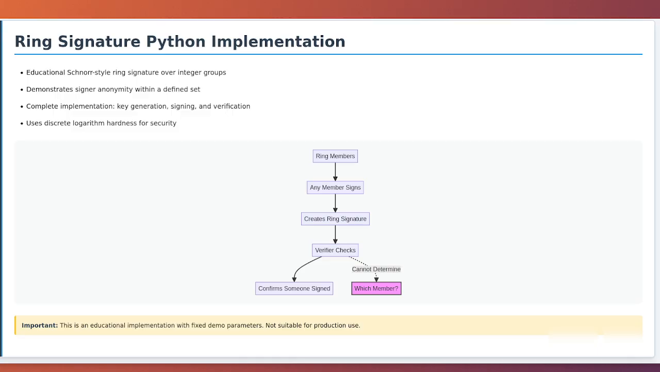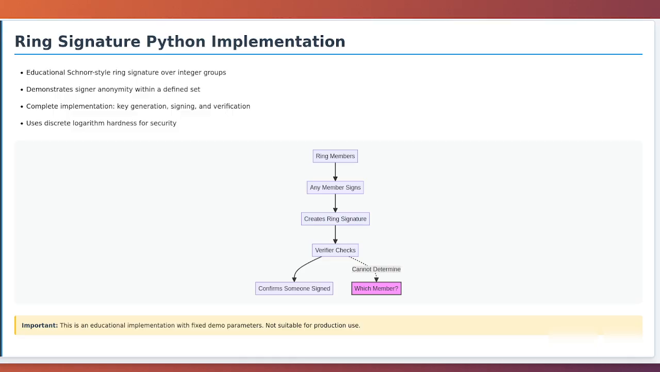Ring signatures are particularly important in privacy-focused applications like cryptocurrency transactions, anonymous voting systems, and whistleblowing platforms. The name ring signature comes from the circular structure of the verification process, where the signature verification forms a closed loop through all possible signers. This educational implementation uses a Schnorr-style approach over an integer group modulo a large prime, which makes the mathematical concepts easier to understand compared to elliptic curve implementations.